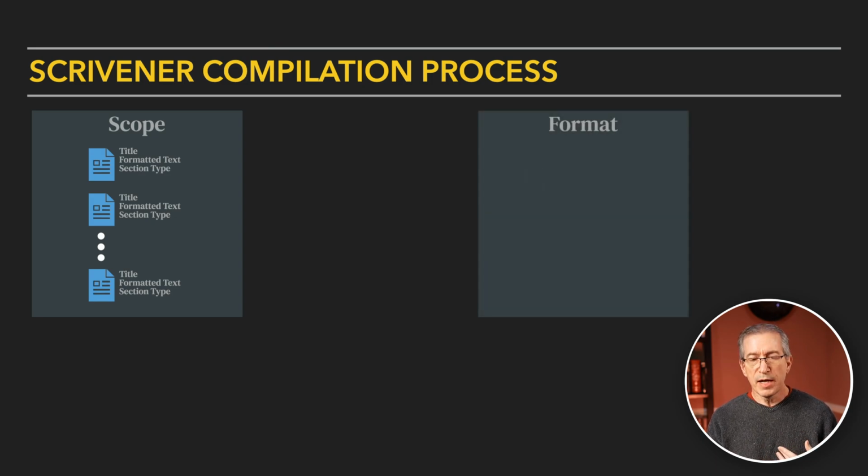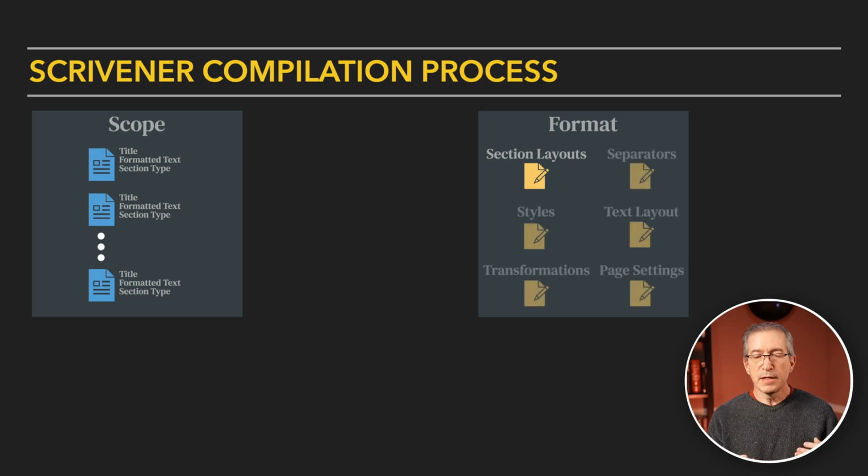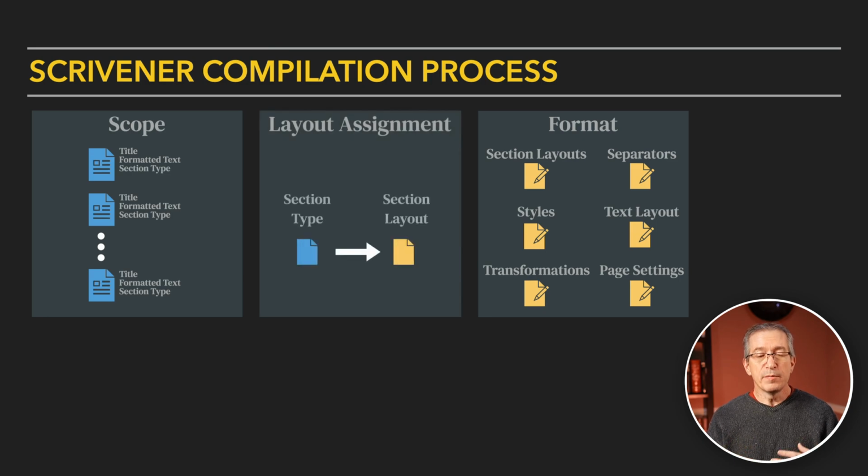And then we also have the format. So we've looked at formats, and they contain section layouts. They also contain things like the separators, the styles, the text layout, and so on and so forth. Again, there's a dozen of these in total inside of that format. And then we have the layout assignment, that center section. It shows you what the mappings are, or you can change them by hitting that Assign Layouts button. And so that mapping basically dictates to Scrivener during a compile, given a certain section type, which section layout should I use?